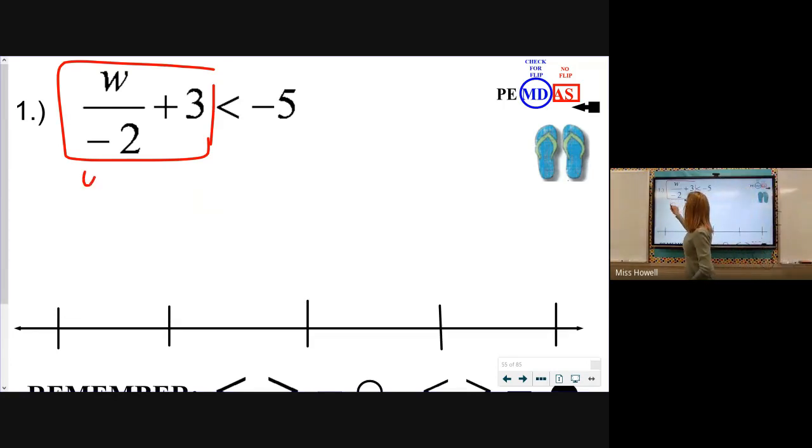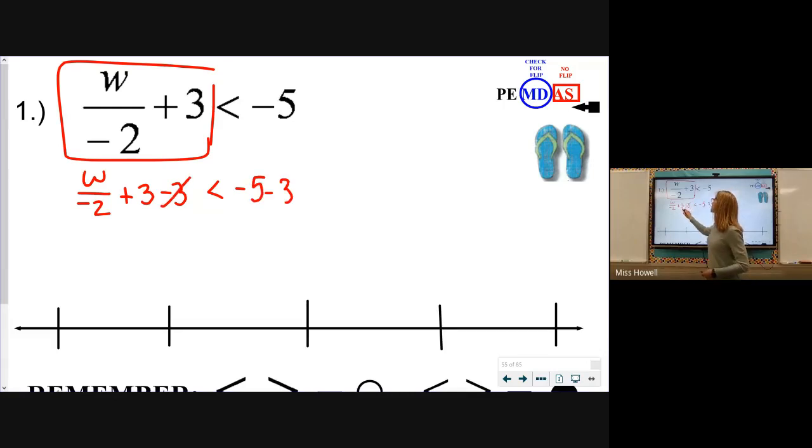We have w divided by -2. We're adding 3. Our inverse would be to subtract 3. When adding and subtracting, we never flip anything. So this less than is coming down the way that it looks. And we have a -5, and we're subtracting 3 from it. All right, cancel on the one side. We'll get w divided by -2 is less than -5 minus 3, which would just give us a -8.